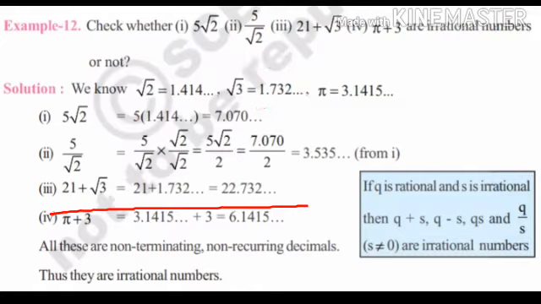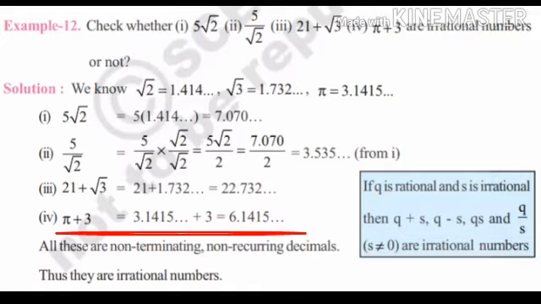After addition we get 22.732 and so on. Solution for the fourth one, pi plus 3 is equal to 3.1415 and so on, plus 3. After addition, 6.1415 and so on. So all these are non-terminating, non-recurring decimals. What did you observe? The sum, difference, quotient and products of irrational numbers need not be irrational numbers. So we can say irrational numbers are not closed with respect to addition, subtraction, multiplication and division. Thus they are irrational numbers.